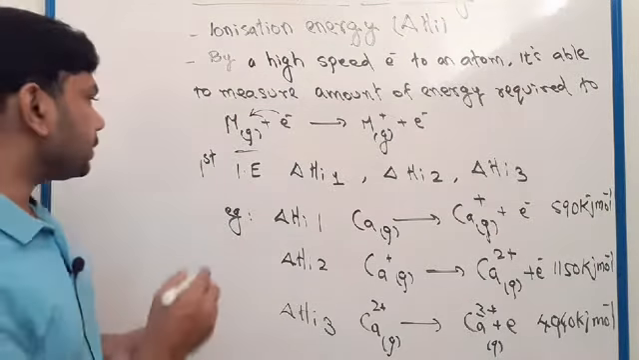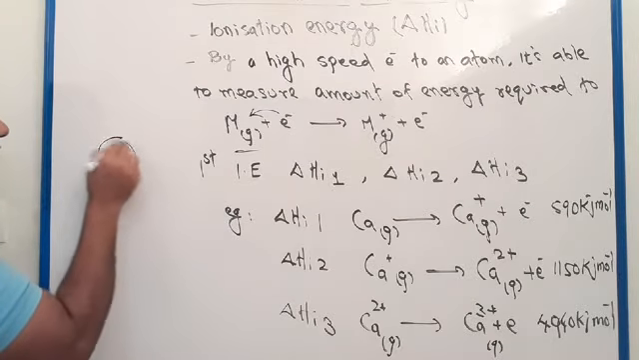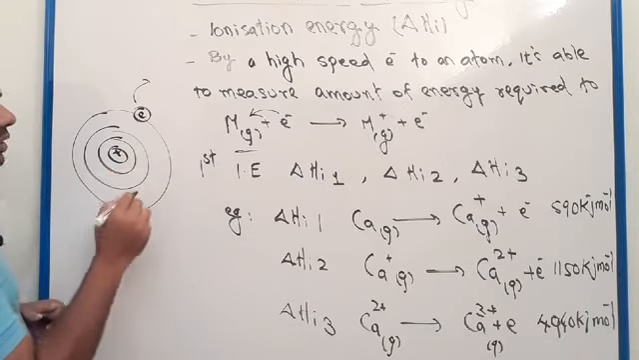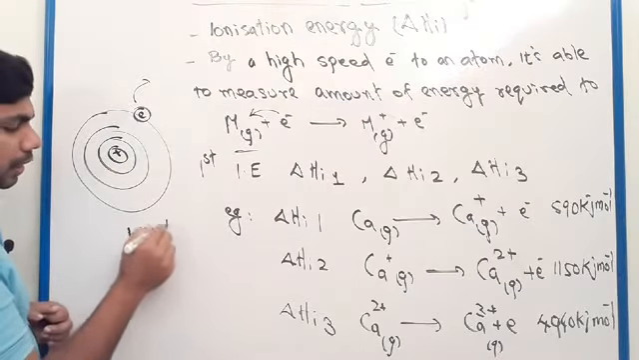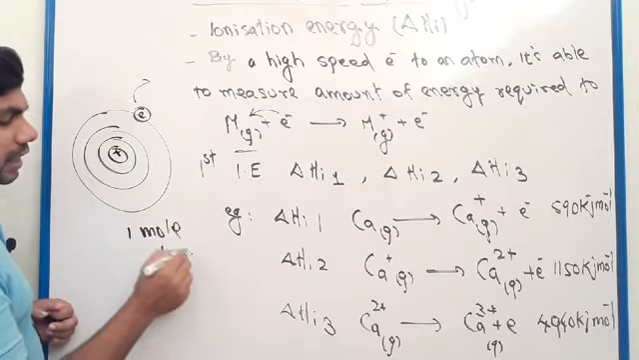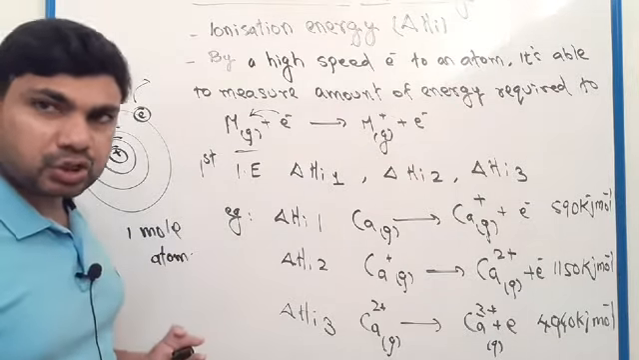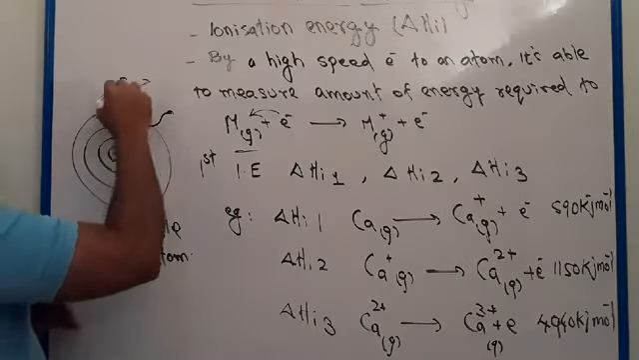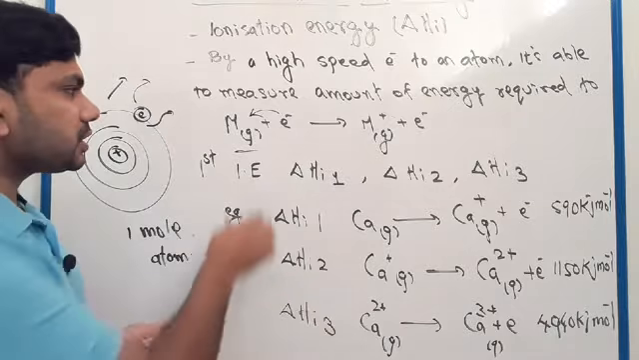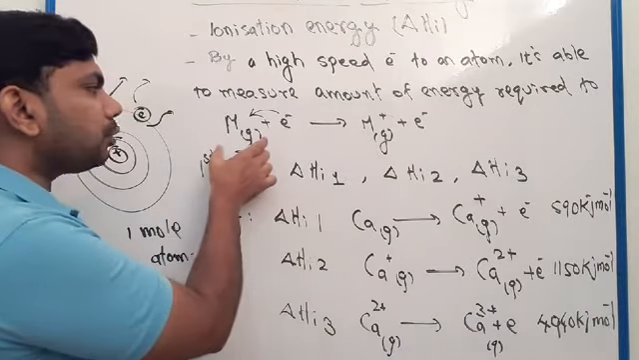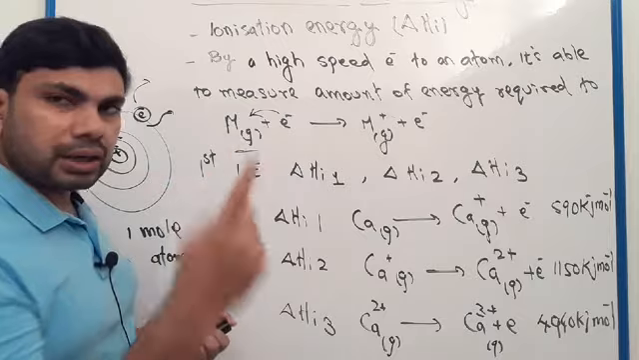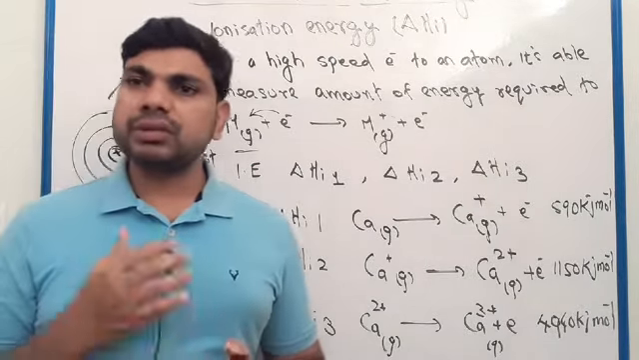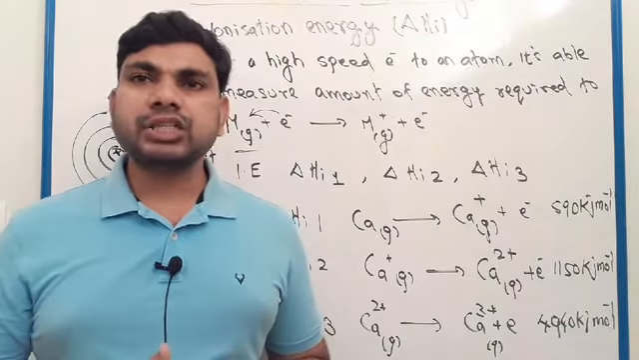Imagine you have one atom with many shells, and you want to remove the outer shell electron from this gaseous atom. This is 1 mole of gaseous atoms, and we want to remove the outer shell electron. After removing it, the atom changes to a gaseous ion. 1 mole of gaseous atoms, after removing 1 electron, changes to 1 mole of gaseous ions. The amount of energy required for this process is called ionization energy.